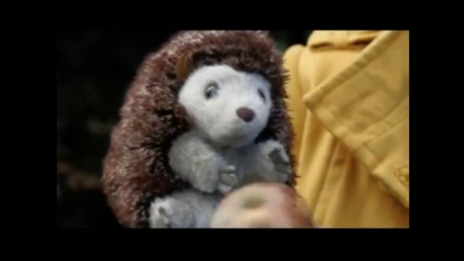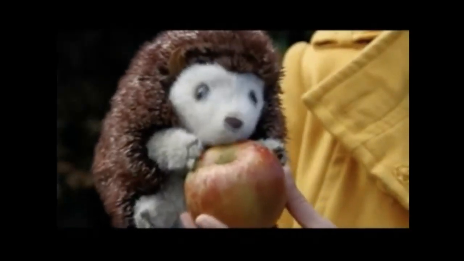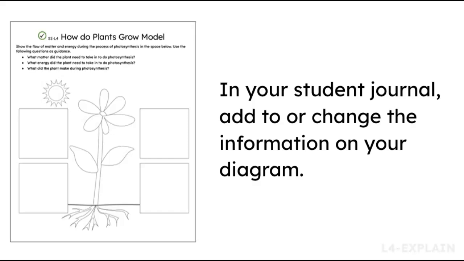You'll then watch a video with students. You'll use this video to review with students the inputs and outputs of photosynthesis. You'll have students return to their partners and revise their diagram and answers in the How Do Plants Grow model student journal page.